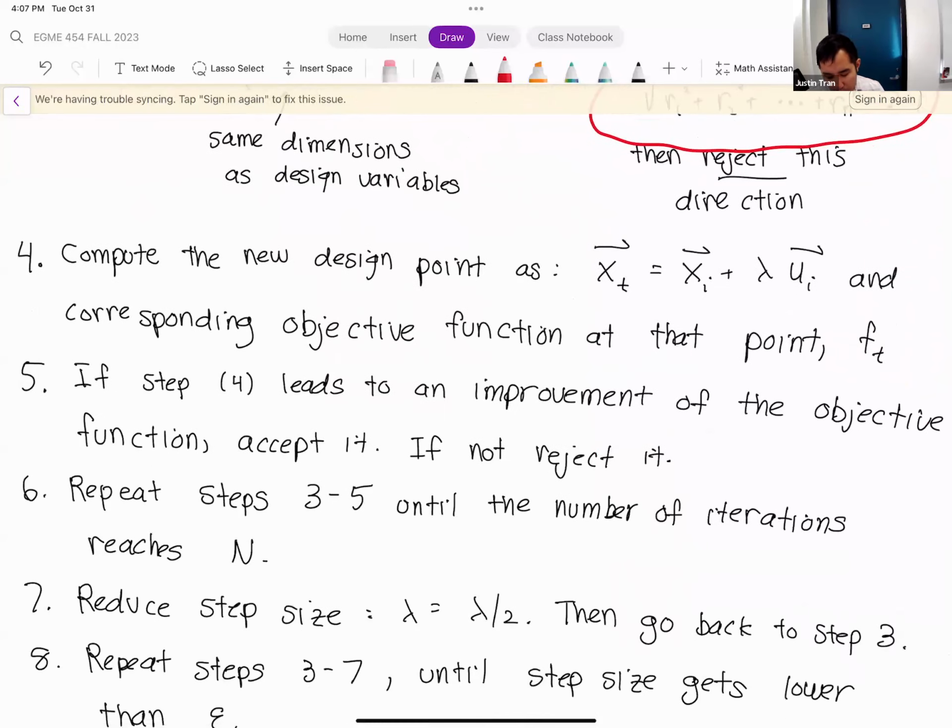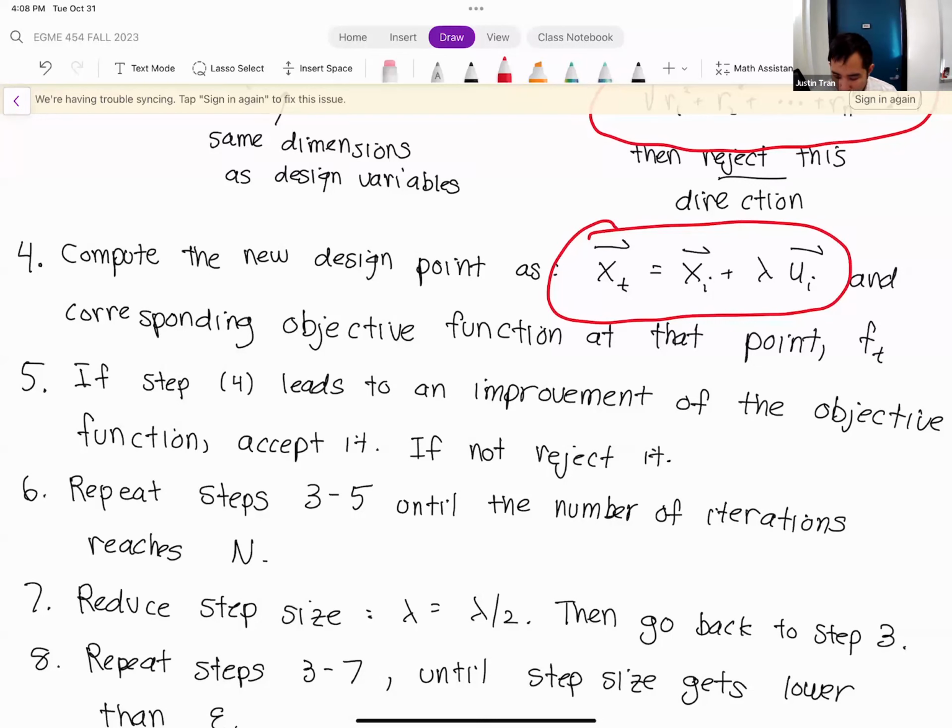Okay, so once we have the step direction, we're going to add that to our current point, and so we apply this formula right here, where x sub t, being our new guess, is going to be equal to our old guess, x sub i, plus lambda, which is our step length, times our direction vector u sub i, which we just determined in the previous step. And so hence the name of the algorithm, random walk, right? Our new point is: we start from our old point and then take one step in a given direction from that old point.